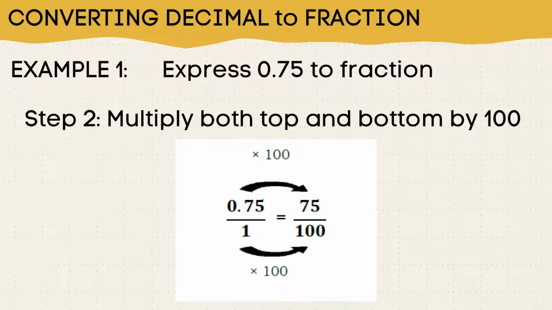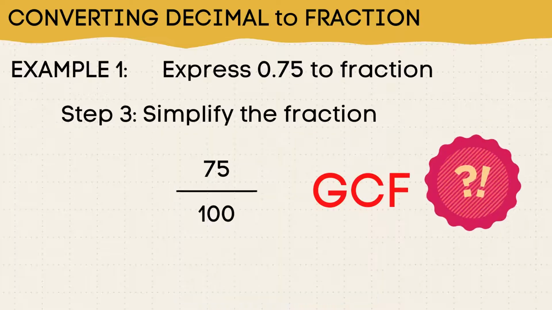So we will multiply 0.75 by 100. So 0.75 times 100, the answer is 75. 1 times 100, the denominator. 1 times 100 is 100. So the resulting fraction is 75 over 100. So we are now done with step 2. We will now proceed with step 3, which is the most important. So we are going to simplify the fraction.